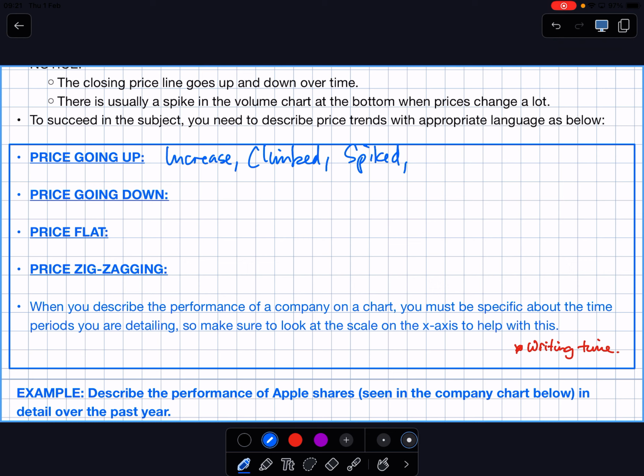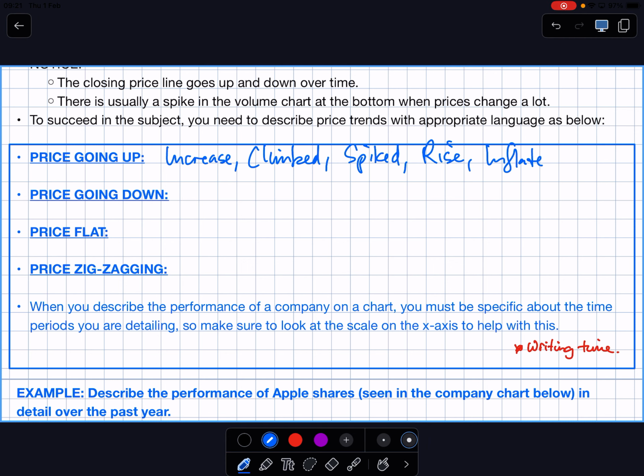Let's say I'm not your teacher dressed like this. Let's say I was in a suit. What words would you use to describe going up? Rising. Rise, yeah. Anything else? You might need some time. Yeah, you could use that. Inflate.